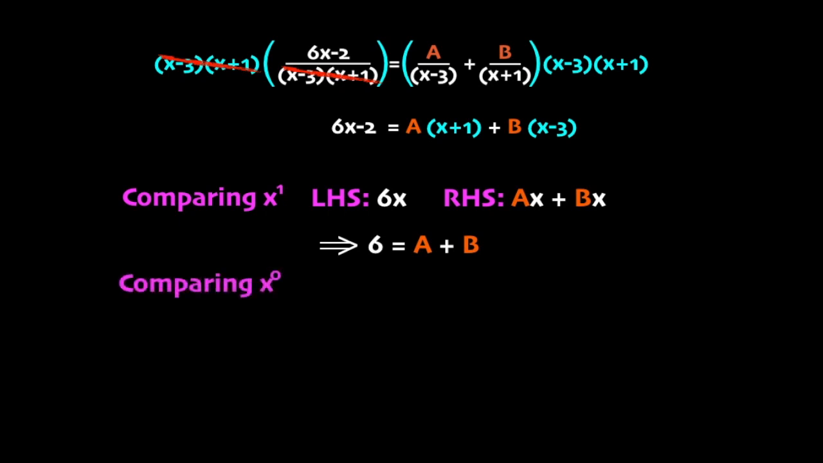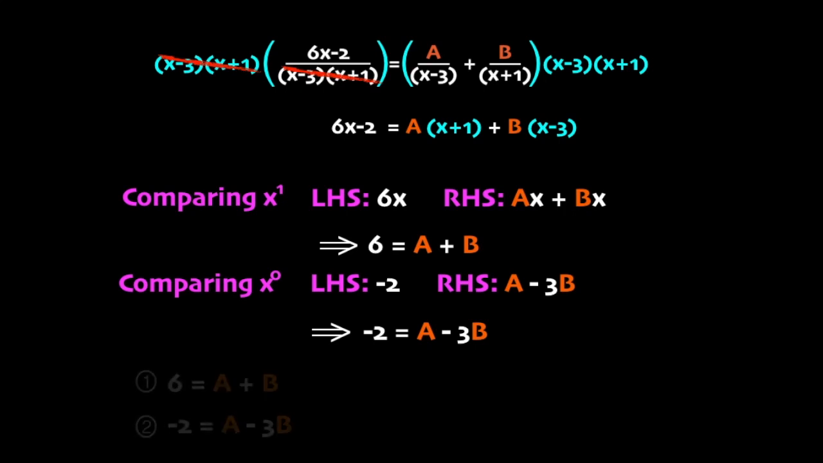So moving on to the x to the 0 terms, or the constant terms, we have minus 2 on the left, and on the right we have a minus 3b. Therefore minus 2 has to equal a minus 3b. And so now we have a set of simultaneous equations that we can now solve because there are 2 unknowns, a and b, and 2 equations.